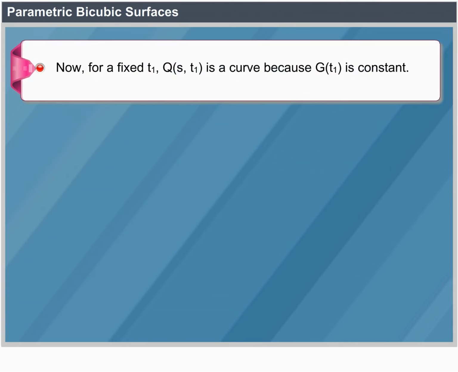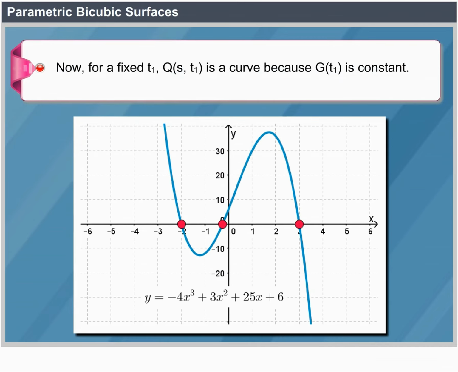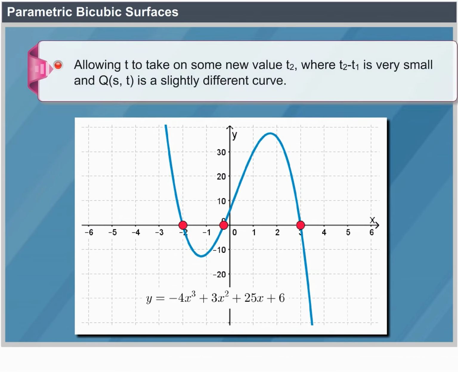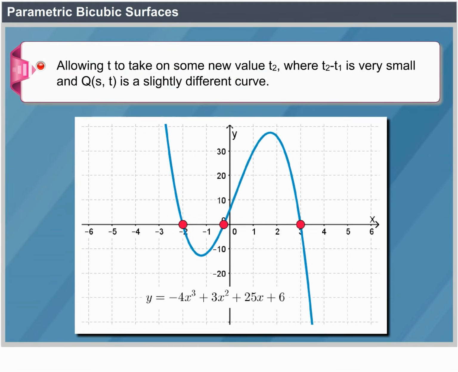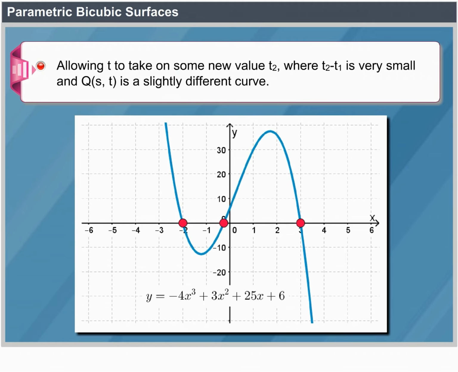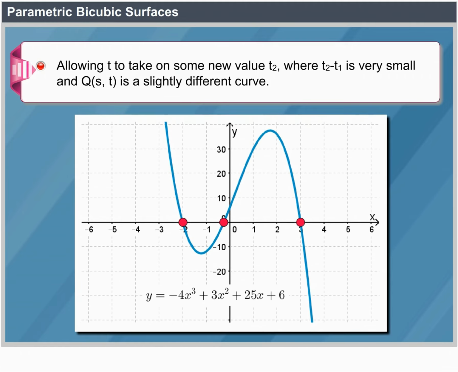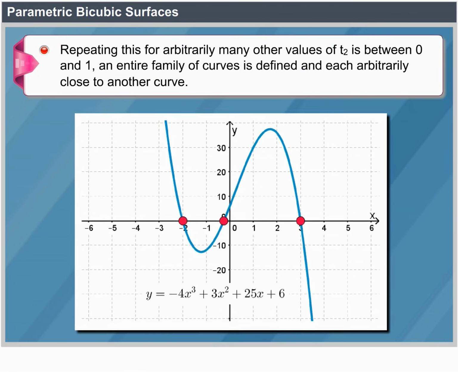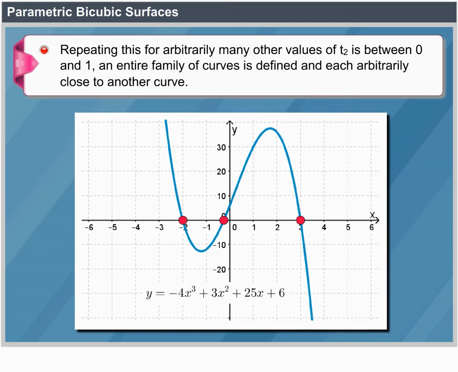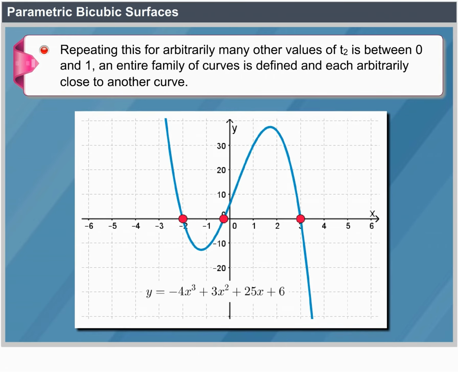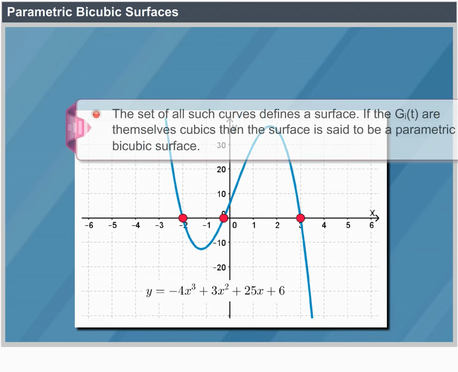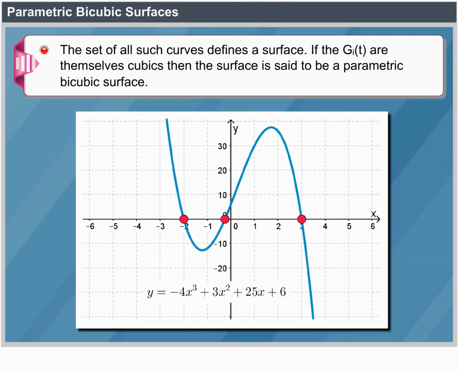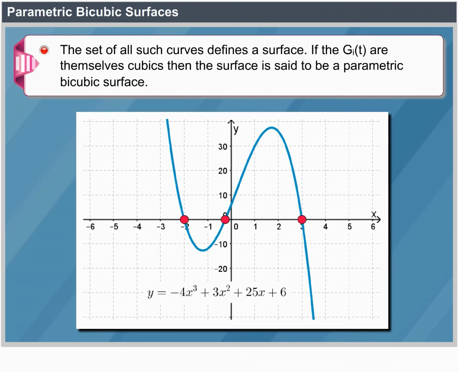Now, for a fixed t1, Q(s, t1) is a curve because G(t1) is constant. Allowing t to take on some new value t2, where t2 minus t1 is very small, Q(s, t) is a slightly different curve. Repeating this for arbitrarily many other values of t between 0 and 1, an entire family of curves is defined, each arbitrarily close to another curve. The set of all such curves defines a surface. If the Gi(t) are themselves cubics, the surface is said to be a parametric bicubic surface.